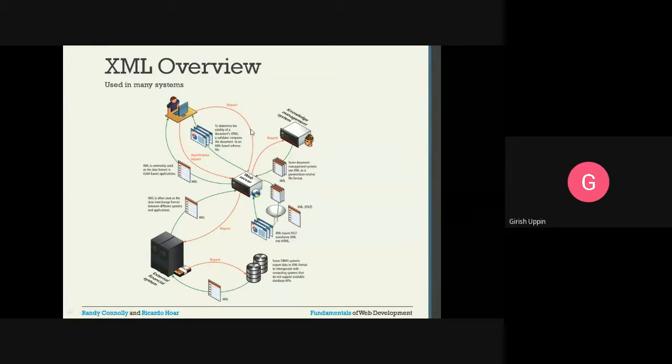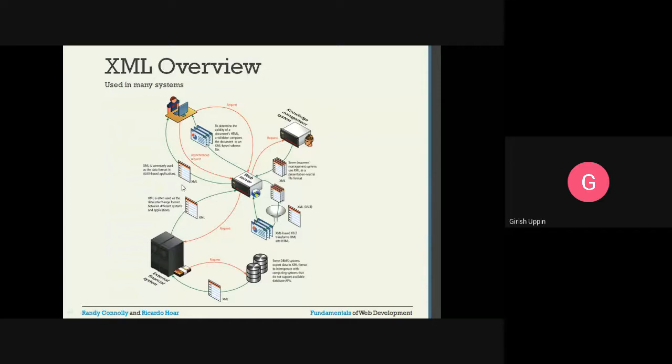Another example is this one. This is the user, who sent a request for a certain thing. To determine the validity of the documents, the HTML validator compares the document to an XML based schema file. Based on an XML schema, we can translate that into an HTML. Then we get an asynchronous request to the web server, and XML will be provided as a response.